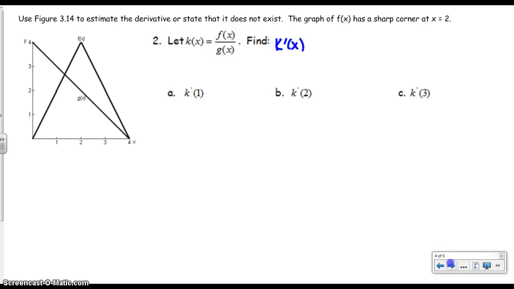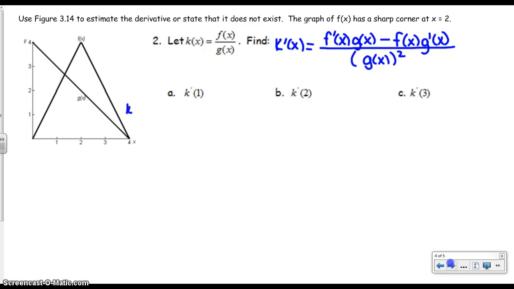So we're going to write out the quotient rule. k prime of x is equal to f prime of x, g of x, minus f of x, g prime of x, all over g squared. So for A, we're going to plug in a 1 everywhere we see x. So f prime of 1, g of 1, minus f of 1, g prime of 1, all over g of 1 squared.